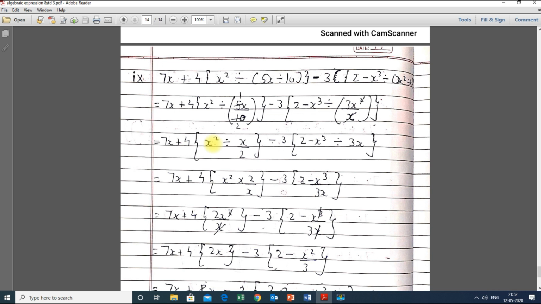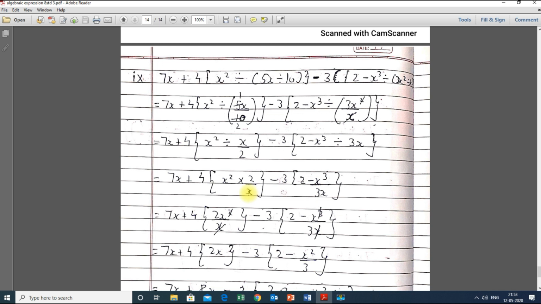Now I'm not repeating the whole question, just explaining where I've made the changes. Now x square divided by x upon 2. We know that when there is a division, we always convert it to multiplication by taking the reciprocal. So x square into 2 upon x. Over here also, I wrote 2 minus x cube divided by 3x, that is x cube upon 3x. Here I converted to the reciprocal because there was a fraction over here. There is no fraction over here, so it doesn't matter. You just write it in the normal fraction form.